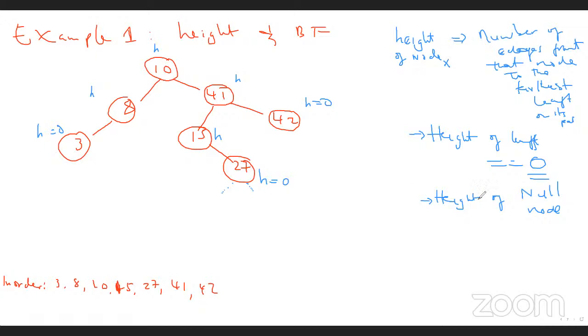-1, I agree with you. So the height of a null node is -1, height of a leaf is 0. And we can be able to determine the other heights as we go on. So that's an important thing to know.